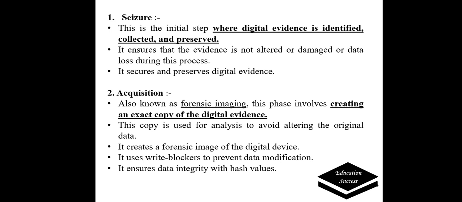The second step is acquisition. It is also known as forensic imaging. This phase involves creating an exact copy of the digital evidence. This copy is used for analysis to avoid altering the original data. It creates a forensic image of the digital device, uses write blockers to prevent data modification, and ensures data integrity with hash values.